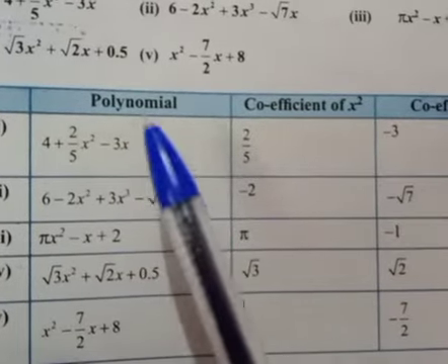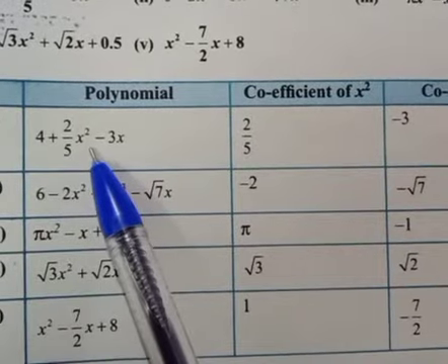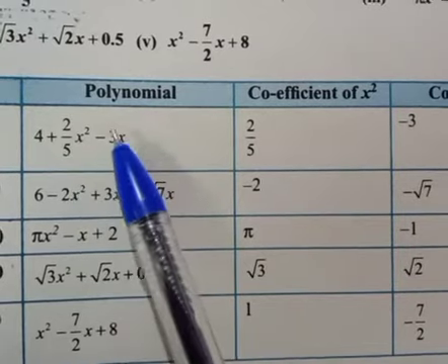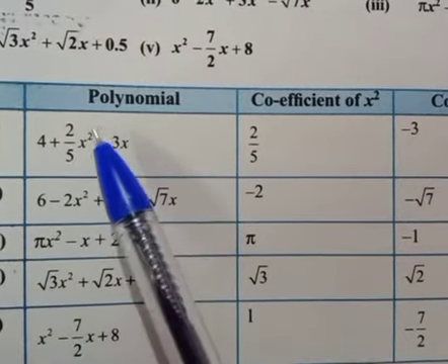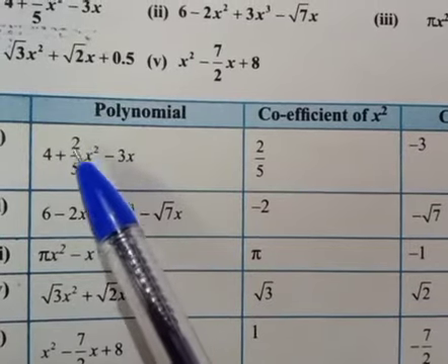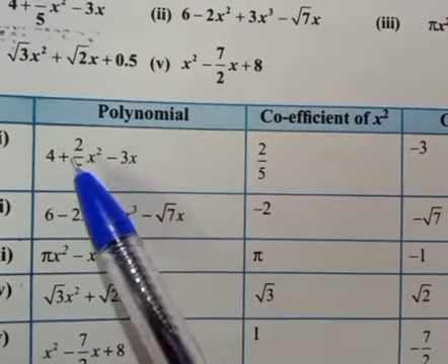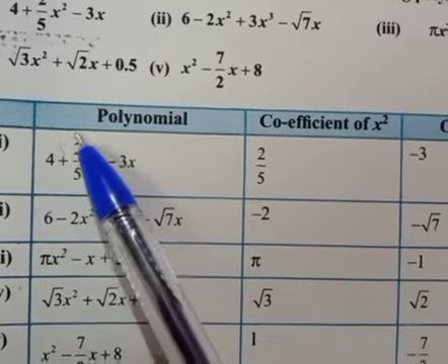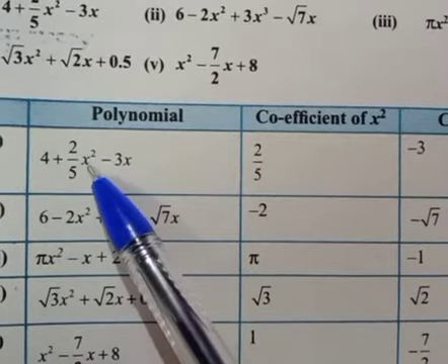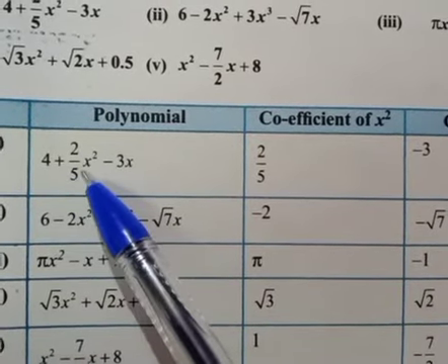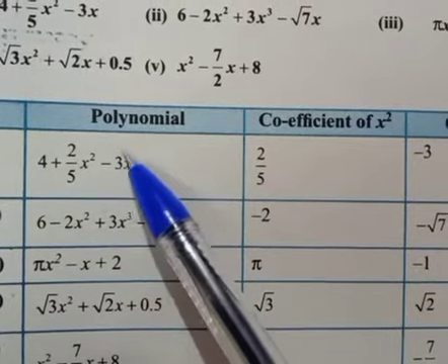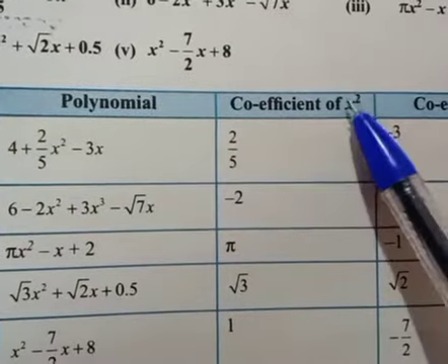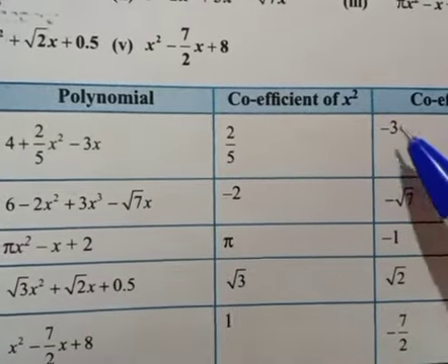Listen students, for the first problem, first you have to write the given polynomial. For this polynomial, you have to find the coefficient of x square and the coefficient of x. Now you have to consider x square for their coefficient. Before this variable, whatever you have, you have to consider with the sign. Okay, this is the coefficient of x square. So the coefficient of x square is 2 by 5. The coefficient of x is minus 3. You have to consider it with the sign.